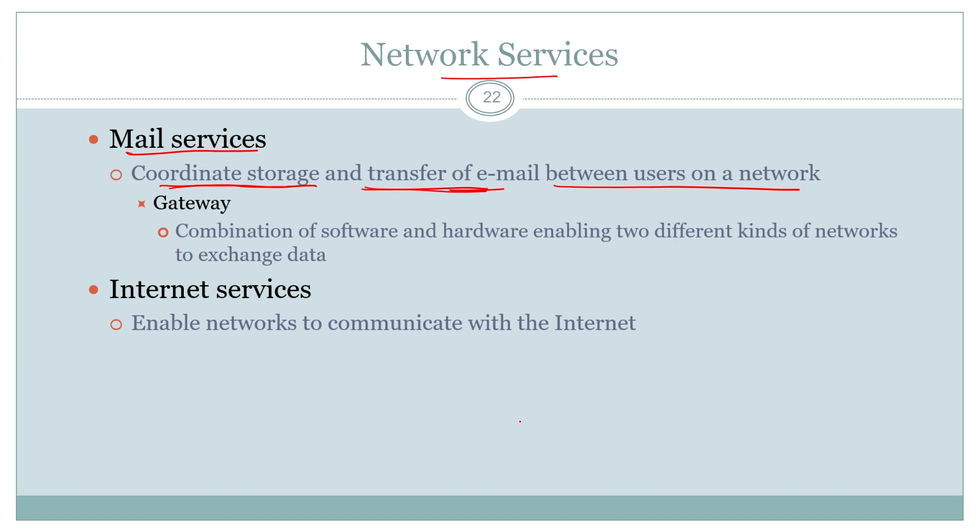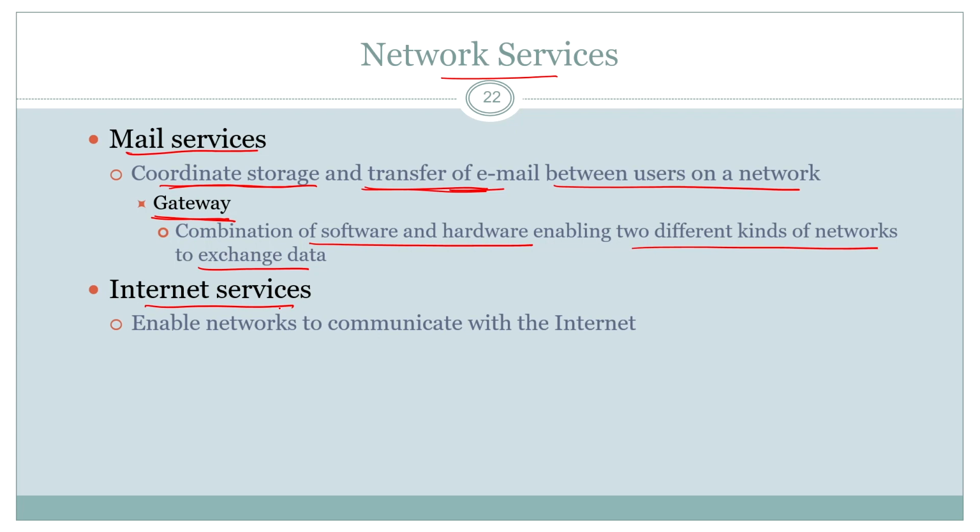Then here is another term that you need to remember. Sometimes you will hear this term gateway. So, the word gateway means a combination of software and hardware enabling two different networks to exchange data. So, sometimes there is some form of a combination of software and hardware that will allow two different kinds of networks to exchange data. It can be two different topologies, two different geographically located networks. So, the gateway is something that will allow two different networks to communicate.